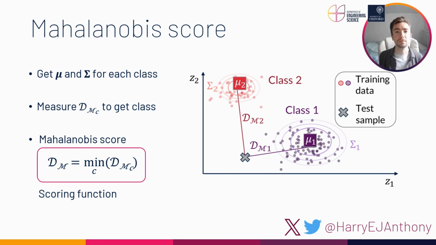The rationale here is that an OD input will not be near any of the classes in the latent space, so a large Mahalanobis score indicates an OD input.